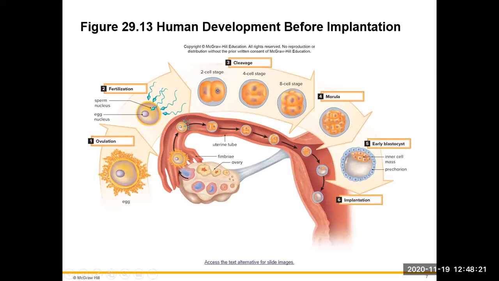Okay, as you can see, there was ovulation and then fertilization took place, because there is this one sperm that fertilized the egg, and then we have the zygote, which divides into two. So this is the 2-cell stage, 4-cell stage, and 8-cell stage.